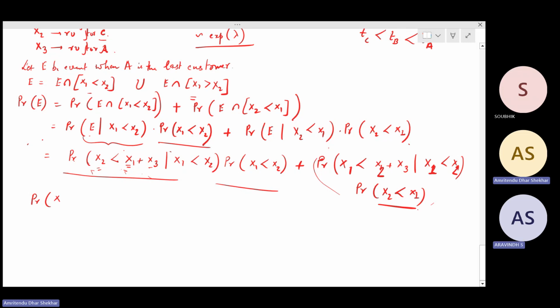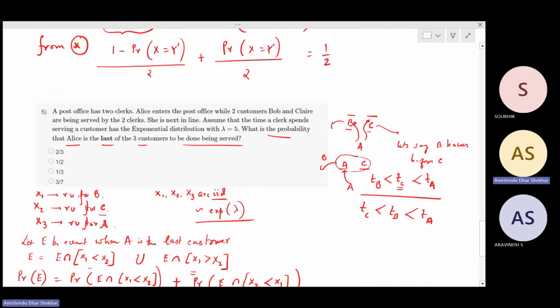Okay, so are you aware of the problem? The problem is this. You have two customers, Bob and Claire, who are standing in a post office. Then Alice comes and joins. Alice comes to the post office, and whoever leaves. Bob and Claire are currently being served by two clerks in the post office. So if Bob finishes first, then Alice goes and joins.